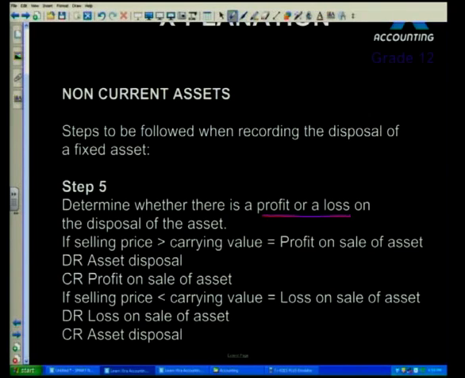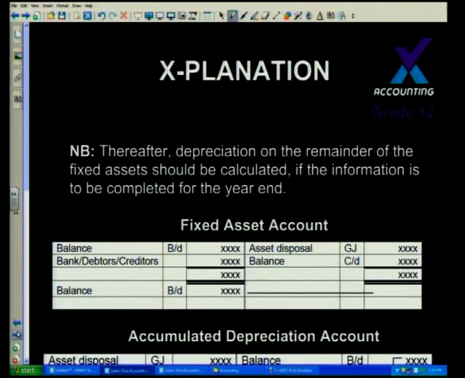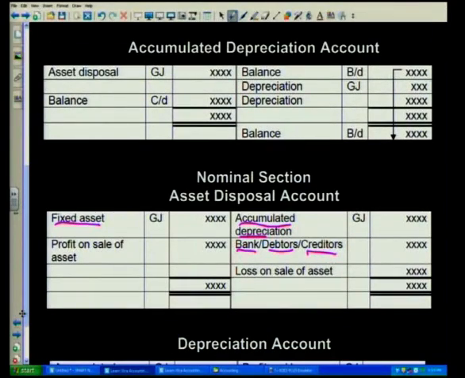How to do that is quite easy. What you're going to do is you're going to look at your selling price of the asset. In other words, you are going to look at this number here that you filled in on the credit side of your asset disposal account. If this number is more than what the asset is worth on the day of your sale, then you have made a profit. If it is less, then you have made a loss.